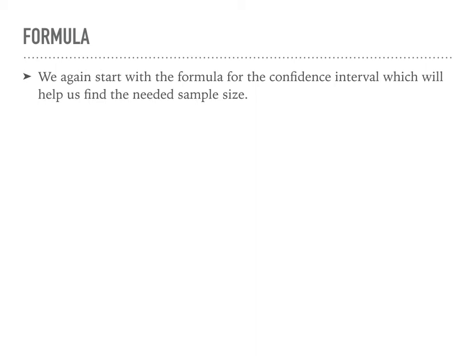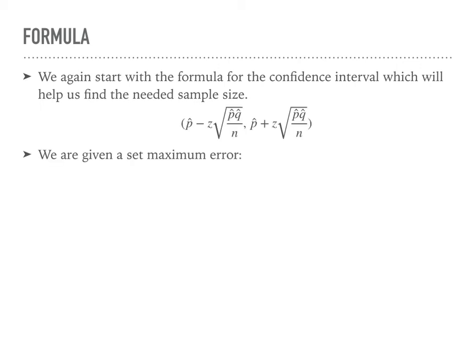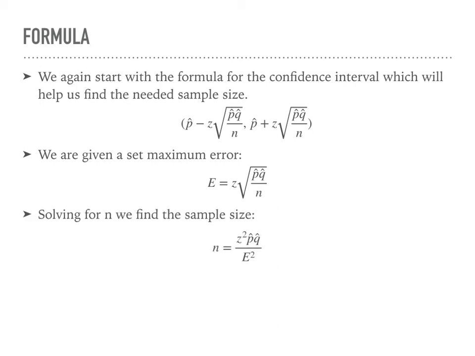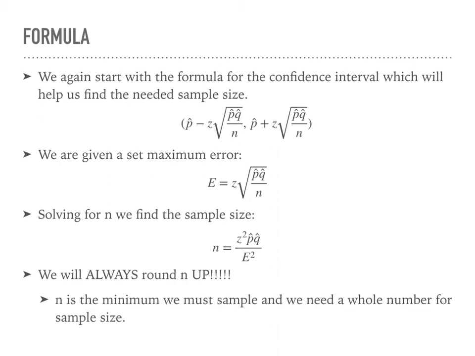Again, we're going to start with the formula for the confidence interval, and we'll use that to figure out what our sample size formula should be. Our maximum error is equal to z times the square root of p hat q hat over n. So solving for n, we get z squared times p hat times q hat divided by the maximum error squared. Again, we're always rounding up because n is the minimum that we want to sample, and we do need a whole number for our sample size.